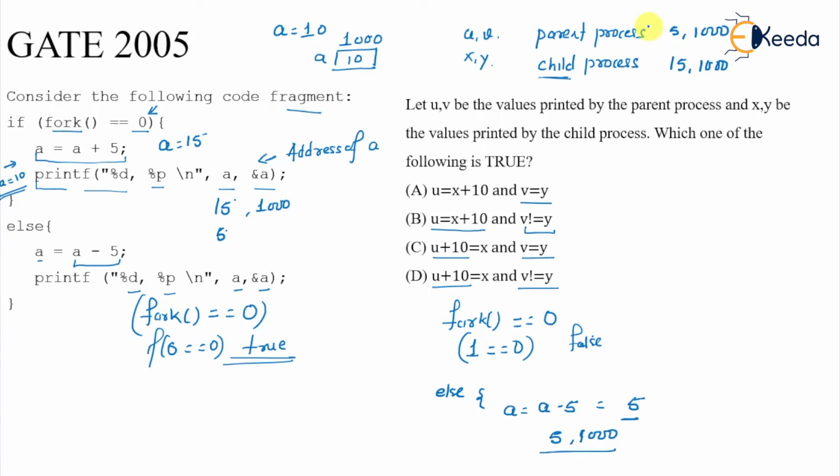So u is 5, and x is 15. First of all, v and y are equal because both are printing the address. So either option A or C is true. Here x is equal to u + 10, which goes with option C: u + 10 = x and v = y. So the answer for this question is C.